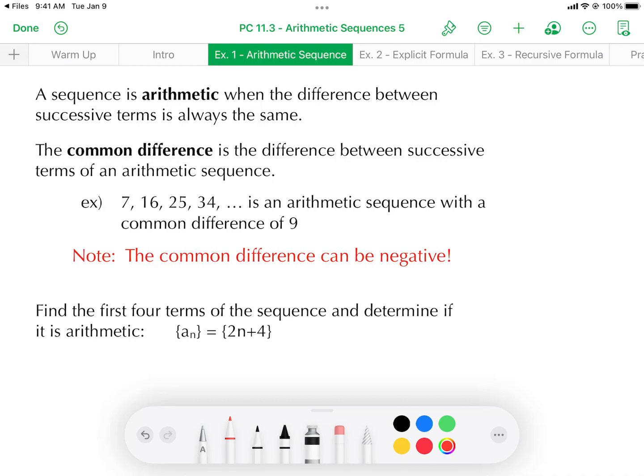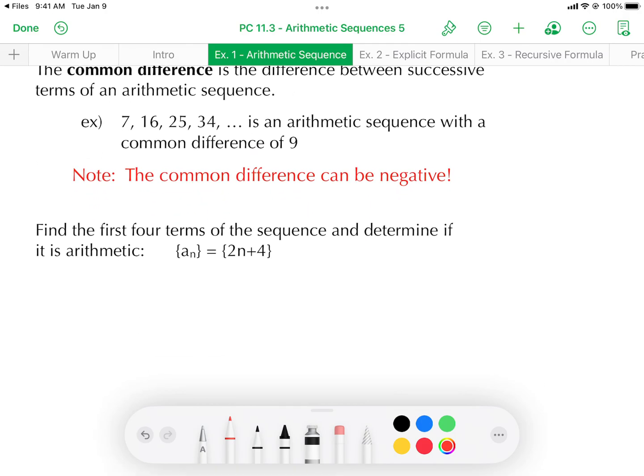Okay. Now we can have a common difference that is negative. So think if the terms that are up there were reversed and 34 was the first term of the sequence, 25 was the next. To go from 34 to 25, you are subtracting 9, which is the same as addition by negative 9, right? So in that situation, you would call your common difference a negative 9. Okay?